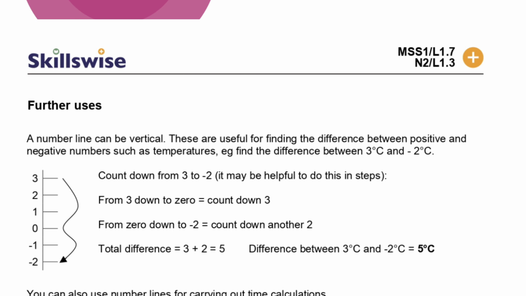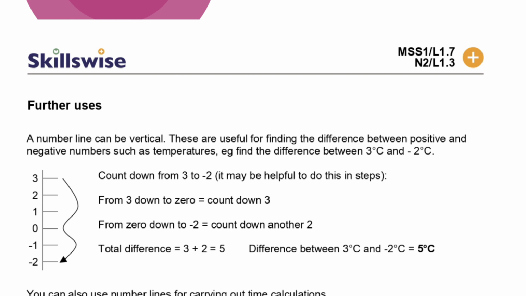And here we will see integers on the number line. A number line can be vertical or horizontal. This is useful for addition, subtraction, multiplication, etc.